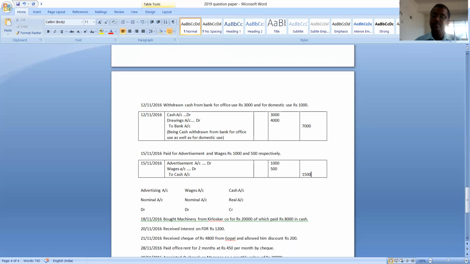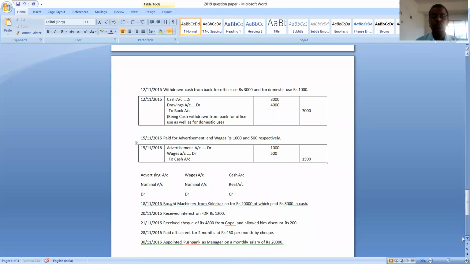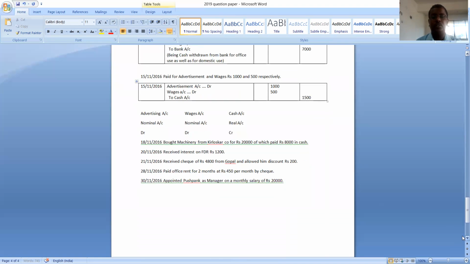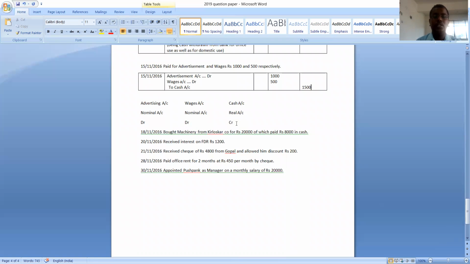Suppose it is paid for advertisement and wages by cheque, rupees 1,500 respectively. If it is paid by cheque, then instead of cash account, which account will come? Bank account will come. Here payment is made in the form of cash. That is the reason which account has appeared here? Cash account has appeared. Okay. Let us move to the next transaction. Actually, the next transaction is dated 15th November.